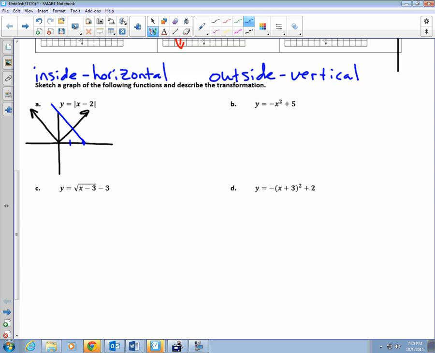So this is what it looks like. Domain is still all real numbers. Range, look at it. Tell me, what kind of numbers can I get out? Alejandro? Greater than or equal to 0. Good. Look at B.